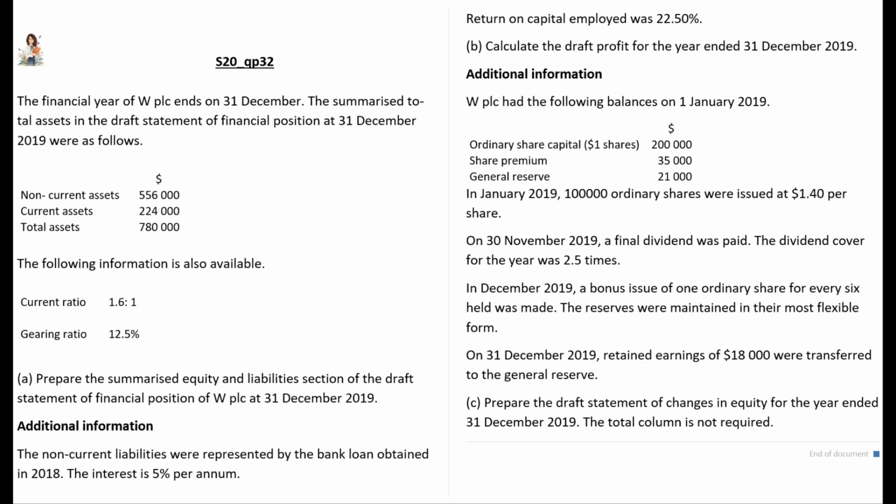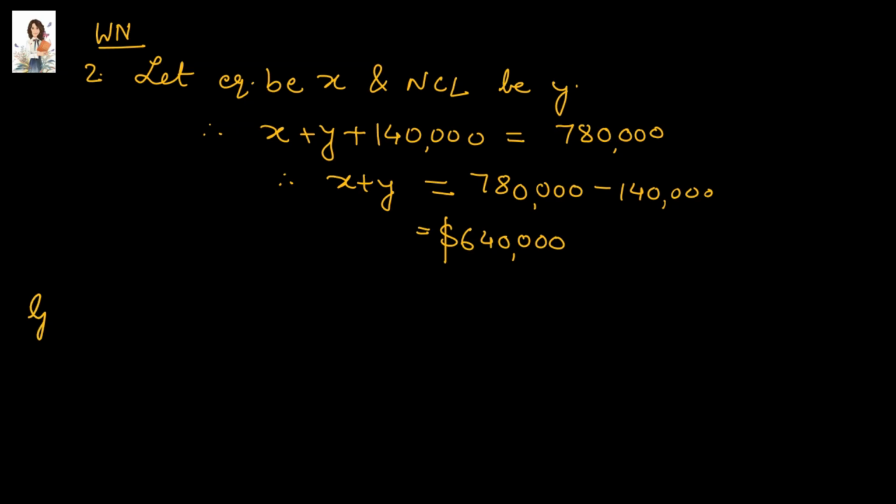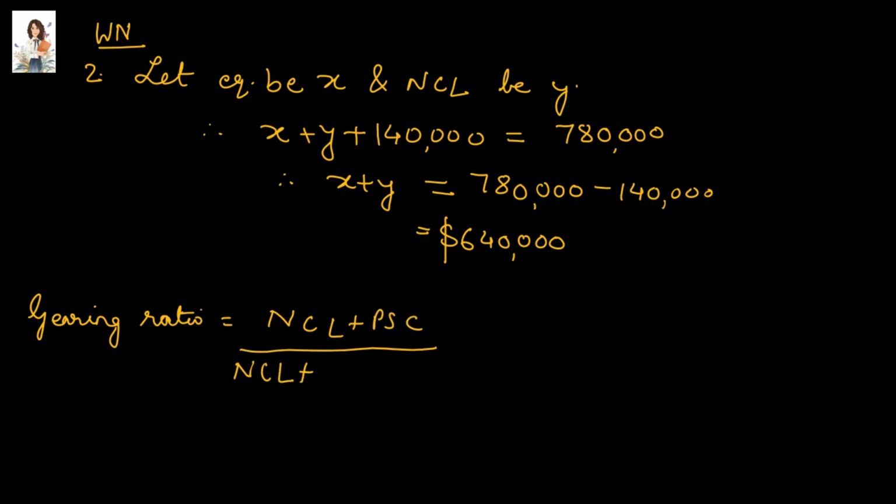$640,000. We know that the gearing ratio is 12.5%. The formula for gearing ratio is non-current liabilities plus preference share capital upon non-current liabilities plus preference share capital plus ordinary share capital plus reserves, the whole thing into 100. This part is nothing but equity, and there is no preference share capital in this question.